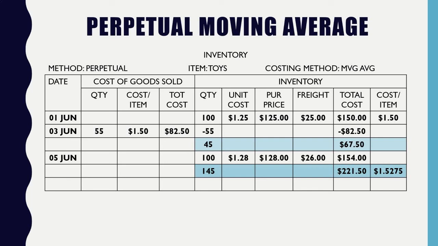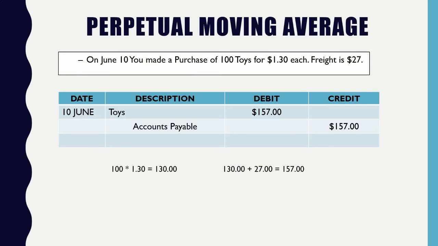Okay? And here's the idea here. Every time we make a purchase, we're going to update my inventory and get my totals. Every time I sell something, I'm going to also recalculate my average cost per item. The first one I didn't do because I already know I only have one batch of inventory. It doesn't really change, okay? So now we have 145 available items. Let's see what happened next.